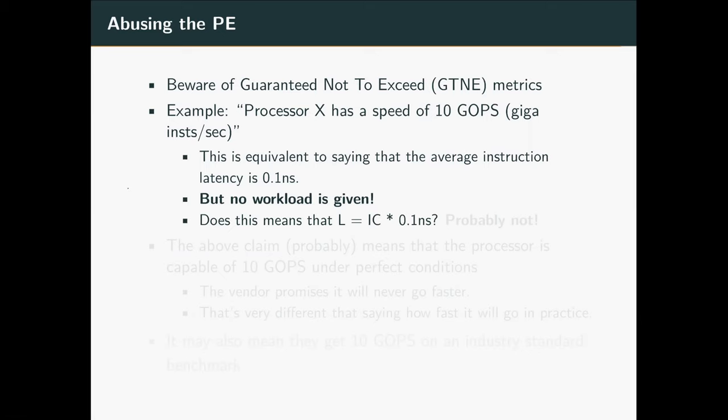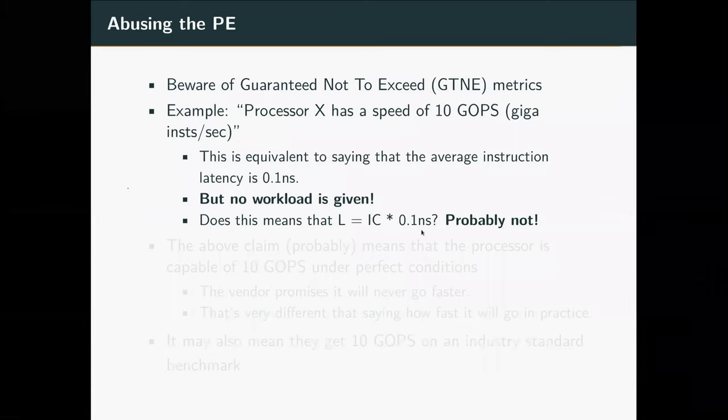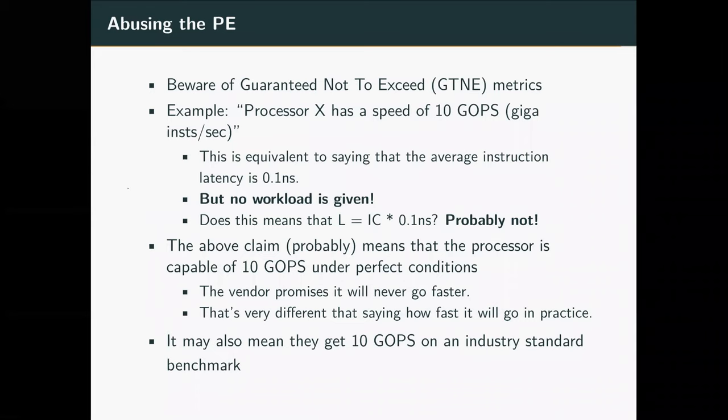If you actually use that and try to use your own instruction count with that instruction latency, it's probably not going to give you very accurate latency, because whatever they specified isn't real-world usage. What it probably means, and this is again cutting through the marketer stuff, is that the processor is capable of 10 giga operations under absolutely perfect conditions, and it won't. The vendor is basically saying it's never going to go faster than this. That's very, very different than saying how fast it will go in practice, obviously.